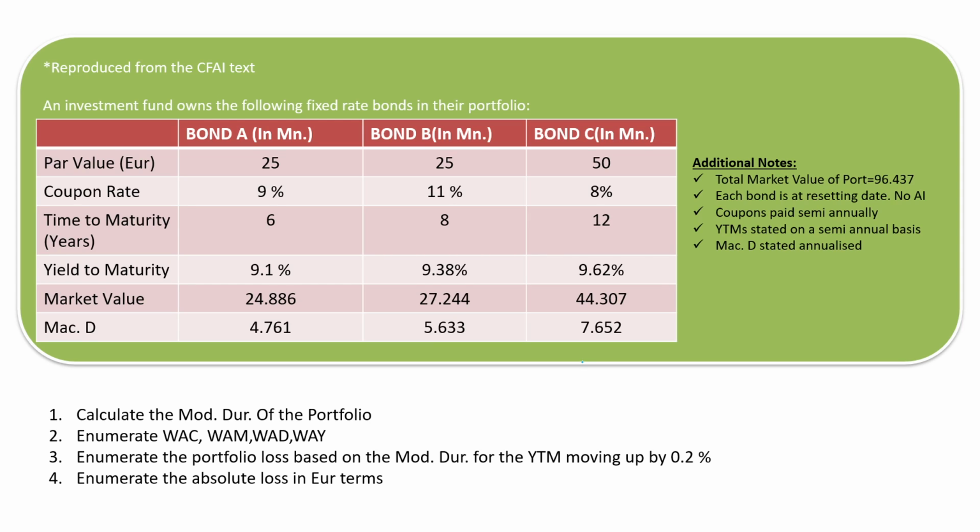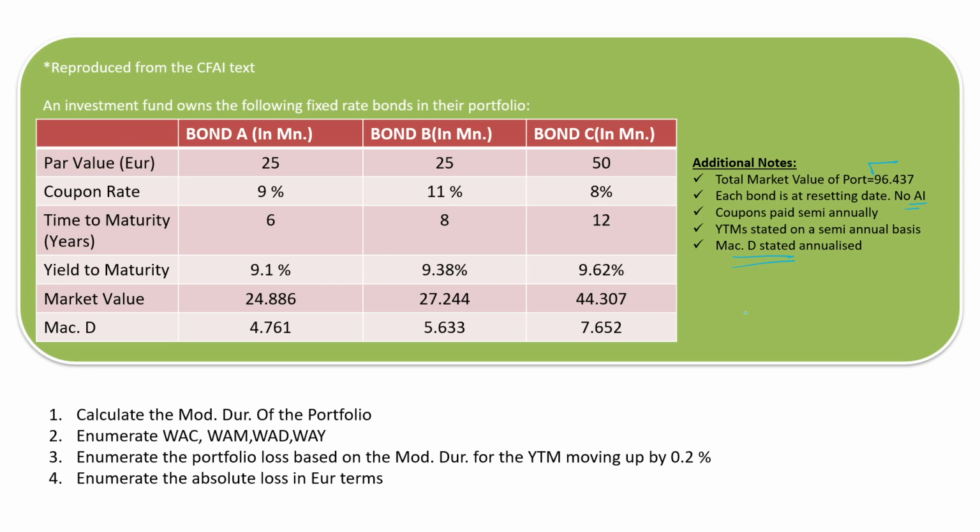So the total market value of the portfolio comes out to be 96.437. Each bond is at resetting date, which means there is no need to calculate any fractional accrued interest, and coupons are paid on a semi-annual basis. YTMs are also stated on a semi-annual basis, and Macaulay durations are stated as annualized.